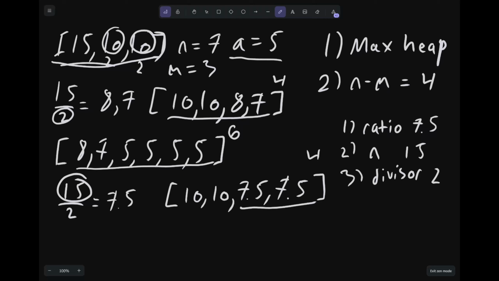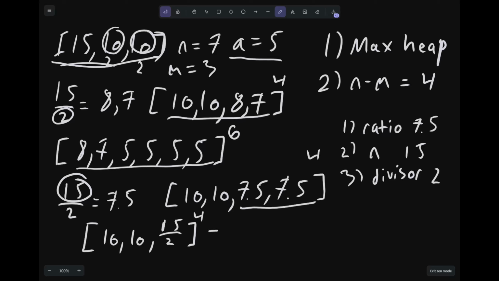So we're going to have our array, our heap rather. Our heap is going to look something like this after that. So 10, 10, and I'll just put this fraction right over here, 15/2. And that's kind of how we're going to process it. So this would be after 1 iteration. I'm going to write down 4 right over here.